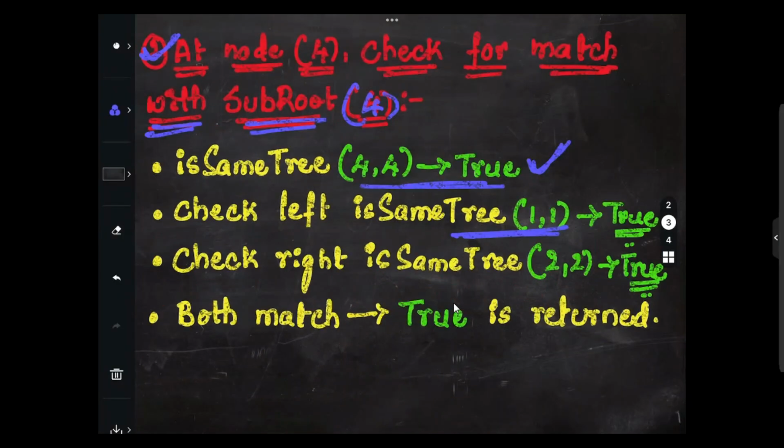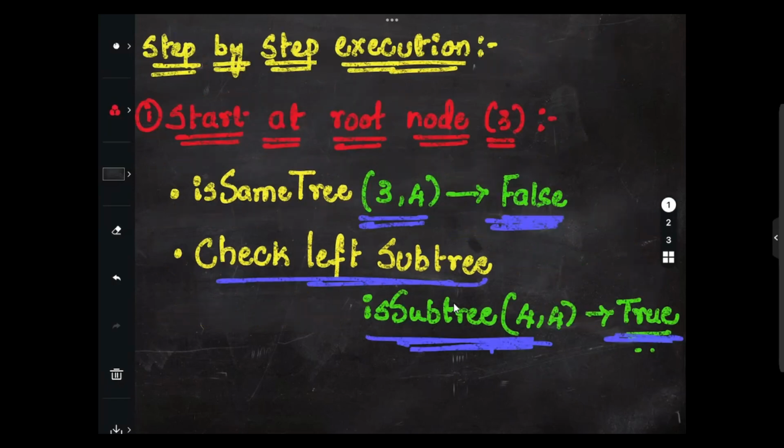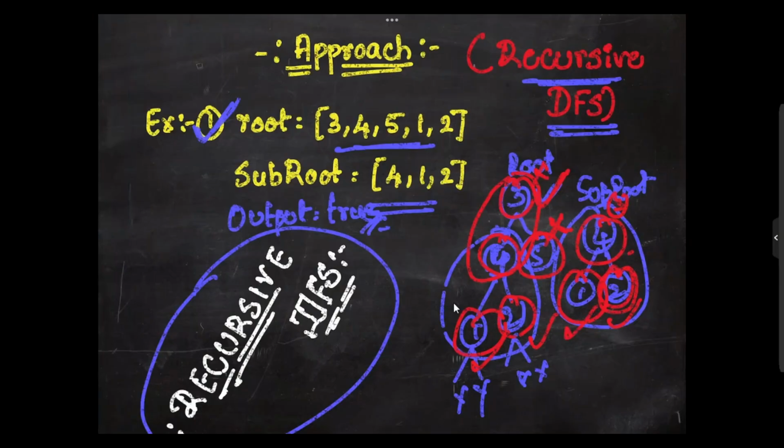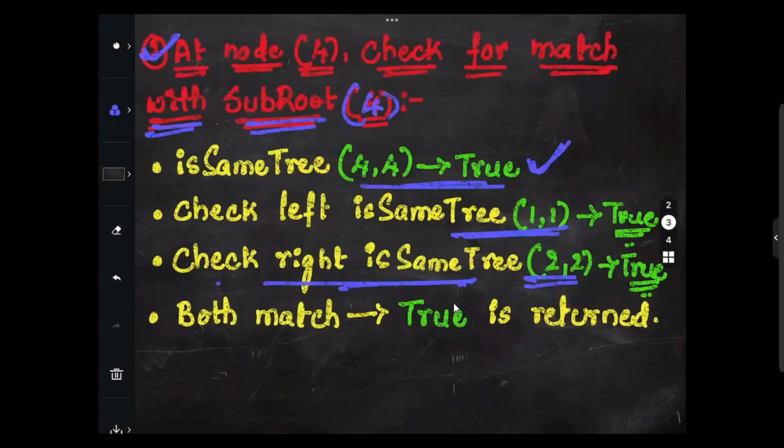Just give me a second. This is fine. So we will check right is same tree of 2 comma 2, right? This one matches as well. I forgot to mention this one is not there, so we are not considering it. Actually, this matches as well in this case. So 3 fails, and this one and this one we are not considering, right? First one was false, we have already discussed this. We are only considering with the subroot.